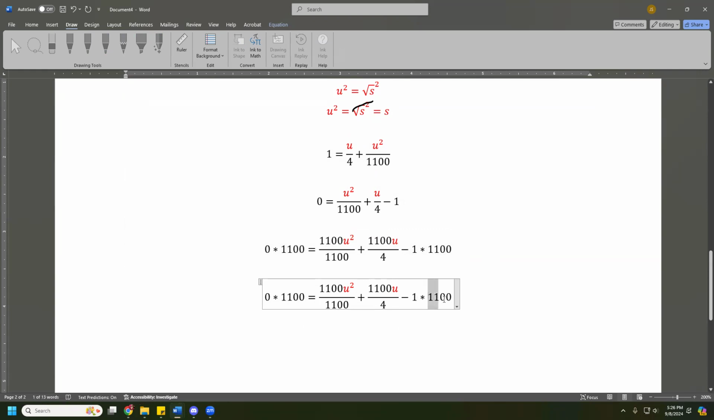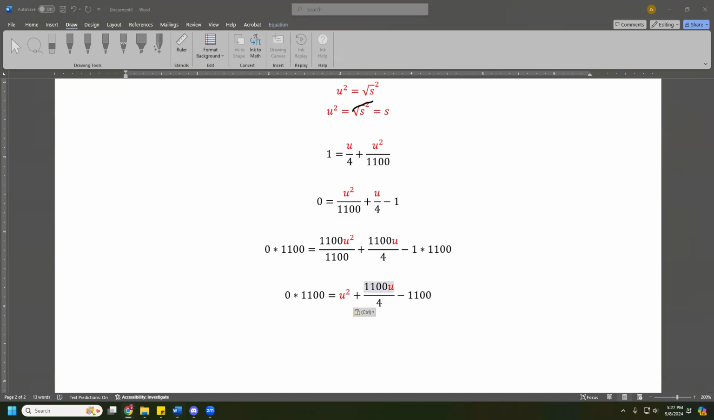1 times 1,100 is still just 1,100. This 1,100 divided by 1,100 cancels out. And over here, this number simplifies. I believe this is like 200 and something. 1,100 divided by 4, yeah, it looks like this is 275. So this fraction simplifies to just 275. And then on the left, 0 times this is 0.